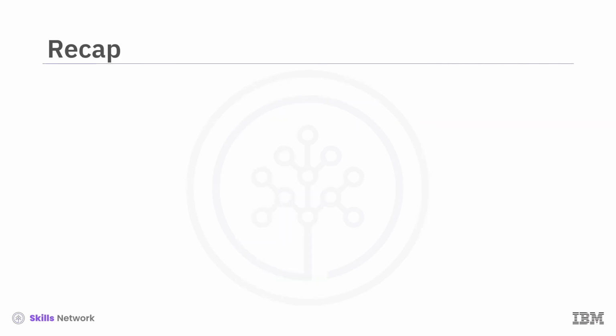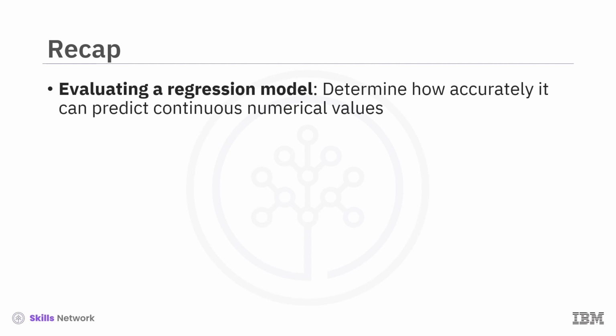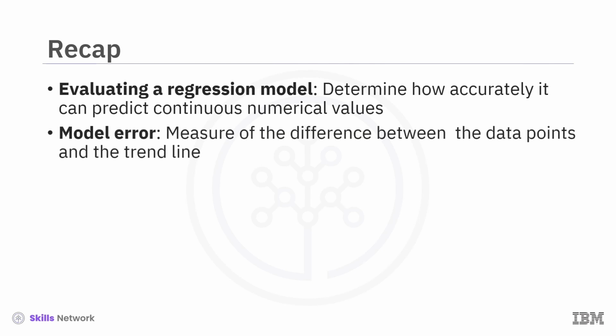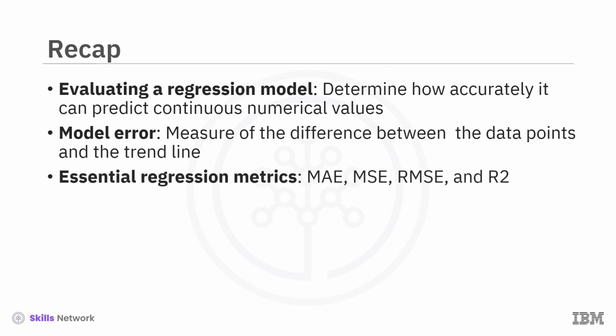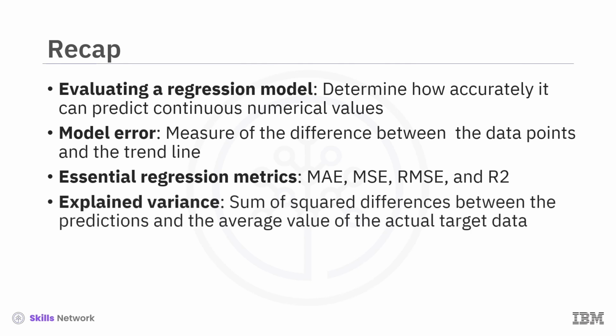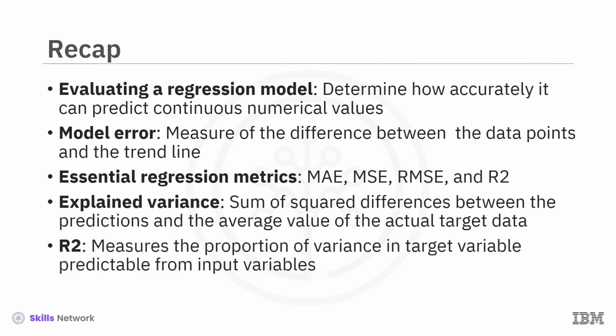In this video, you learned that evaluating a regression model involves determining how accurately the model can predict continuous numerical values. The error of the model is a measure of the difference between the data points and the trend line generated by the algorithm. The essential regression metrics are MAE, MSE, RMSE, and R squared. Explained variance is the sum of squared differences between the predictions and the average value of the actual target data. R squared measures the proportion of variance in the target variable that is predictable from the input variables.